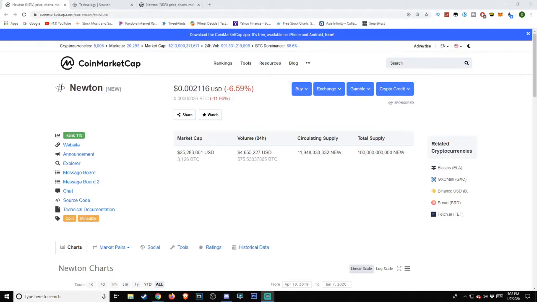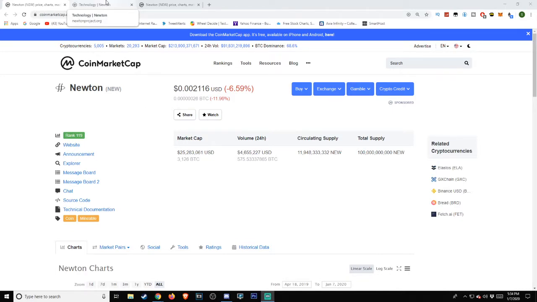In today's episode, we are looking at Newton, aka NEW. Today's date is January 7th, 2020. The time is 5:33 p.m. Pacific Standard Time. If we take a look over here on the CoinMarketCap side very briefly, we will be coming back to this later. We can see Newton being listed at a little bit less than one penny, or 0.002116 United States dollars, with a negative 6.59% change.